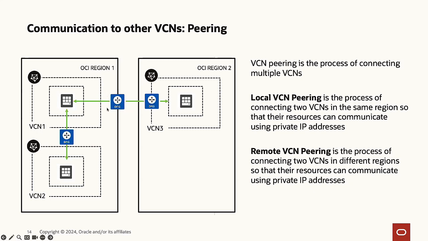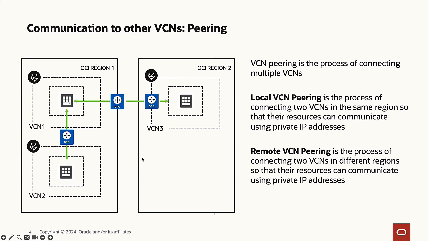And then we have remote VCN peering. So with remote VCN peering, we would just have two DRGs: one DRG in region 2 and then one DRG in region 1.